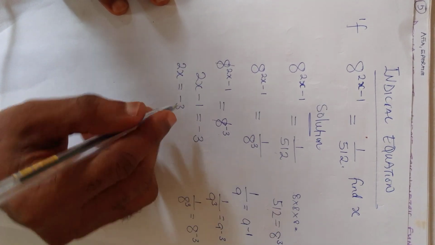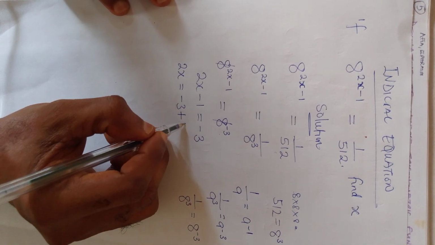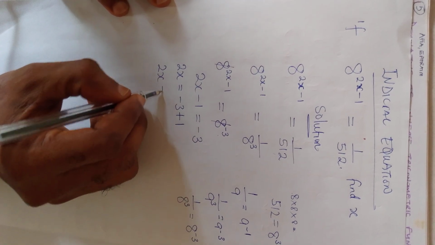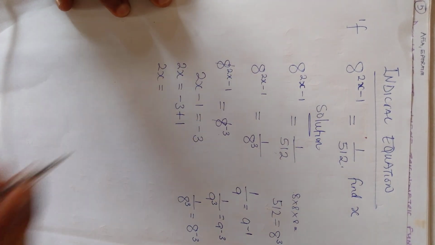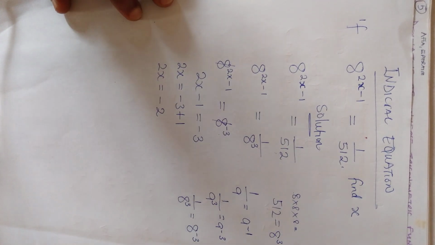So we have 2x equal to minus 3. This 1 will cross the sign of equality. Since it is negative, it will now become positive, so it will be plus 1. So this will now be 2x equal to minus 3 plus 1, which is minus 2. Yeah, minus 3 plus 1 is minus 2.